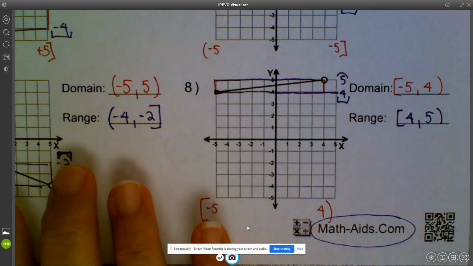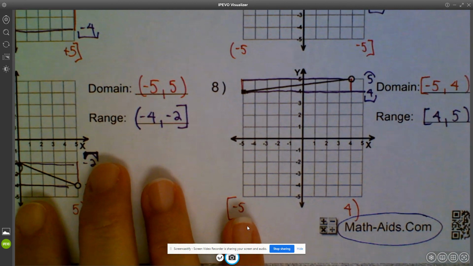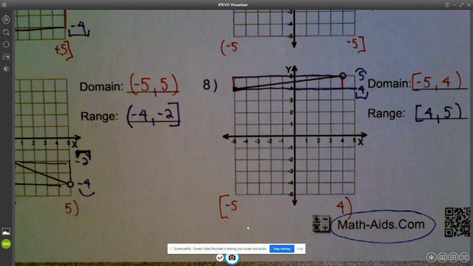So that's how we find domain and range, guys. How far to the left, how far to the right for domain, how low to how high for range, on a finite graph. Our next ones will deal with infinite graphs.